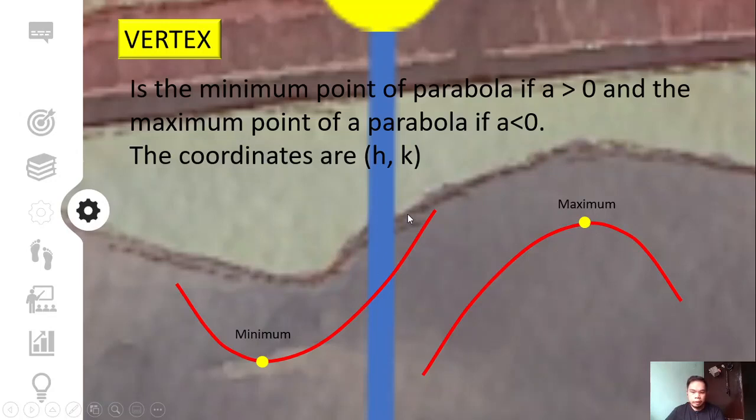So kung makikita nyo, kapag ang opening ng parabola is upward, ang vertex natin ay nasa baba or minimum. Kapag ang parabola naman natin mag-open downward, then ang vertex natin ay nasa pinakatuktok, tapos siya naman ay maximum. Then the coordinates are h, k. Huwag kayong makakonfuse or malilito dito sa h, k. Yung h, this is x, while k, ito naman yung y. Okay? So yun yung coordinates ng vertex natin.